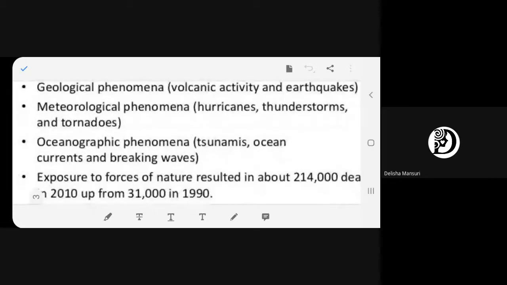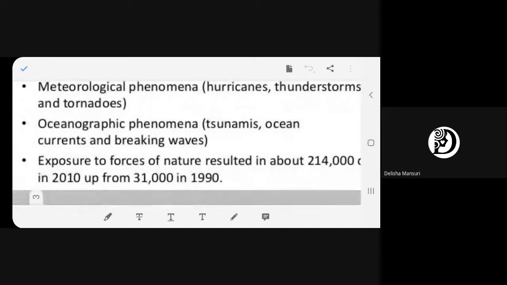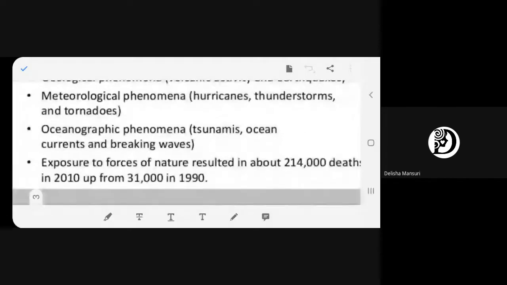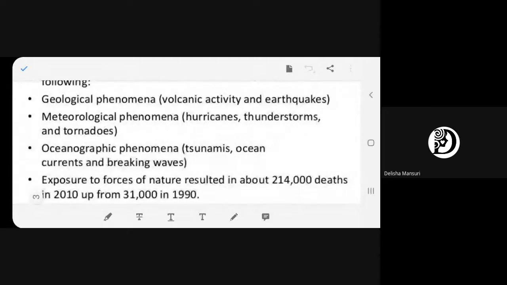Meteorological phenomena: hurricanes, thunderstorms and tornadoes. Oceanographic phenomena: tsunamis, ocean currents, and breaking waves. Exposure to forces of nature resulted in about 2 lakh 14,000 deaths in 2010, up from 31,000 in 1990.